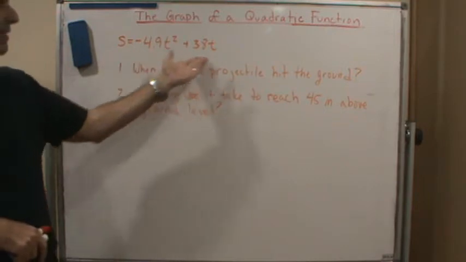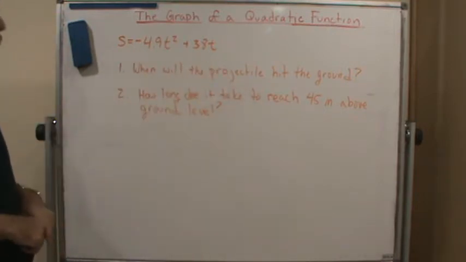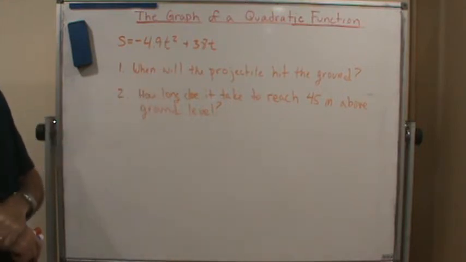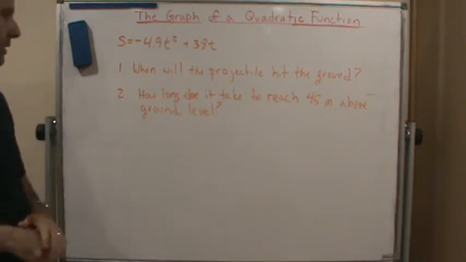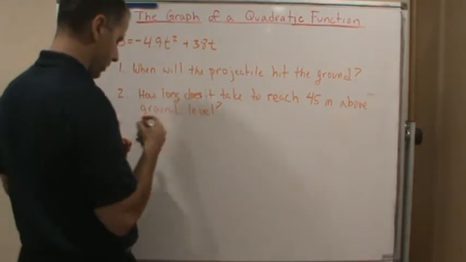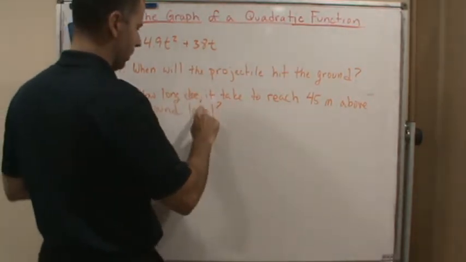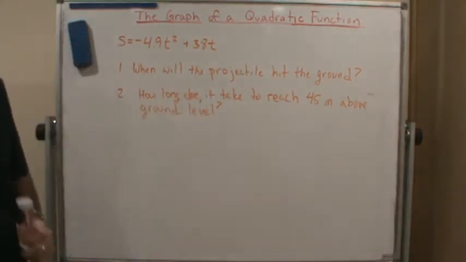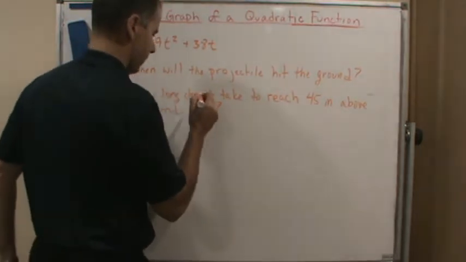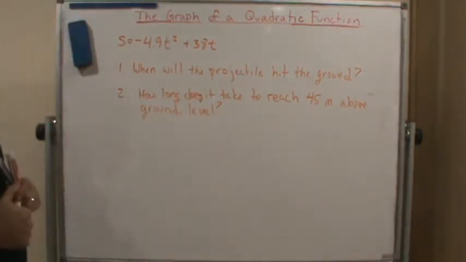So based on this quadratic function, we want to know two things. When will the projectile hit the ground? And how long does it take for the projectile to reach 45 meters above the ground? Those are the two questions, and we're going to answer both of them using the calculator.